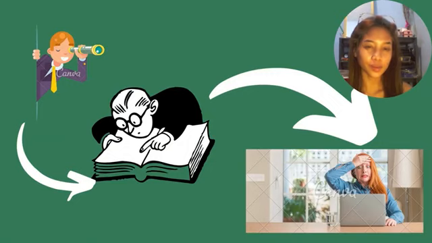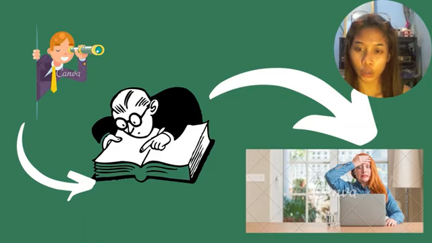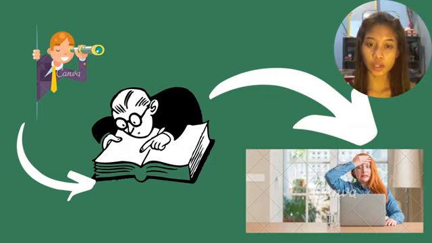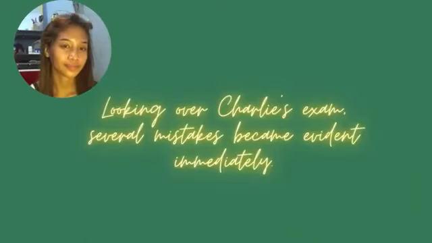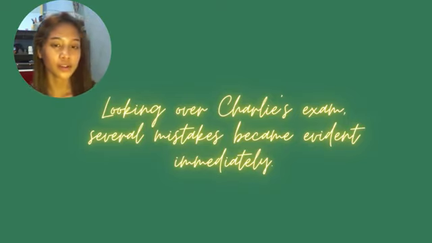How about this one? Can you construct a sentence using these pictures? The first picture we have here, a girl holding a telescope. Second picture, someone reading a book or maybe answering something. And the third one, we can see here a girl who is shocked. Can you create a sentence with the use of these pictures? This is the sentence. Looking over Charlie's exam, several mistakes became evident immediately.